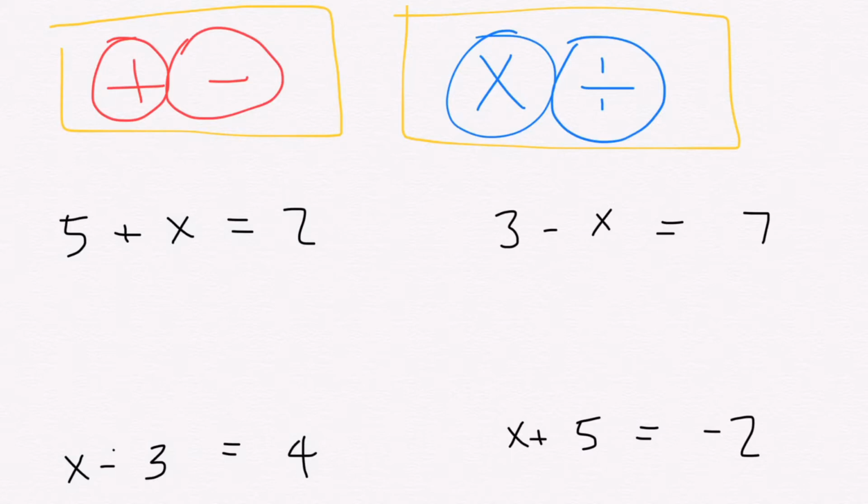So if we look at the first example, it says 5 plus x equals 2, and our goal here is to solve for x, right? In order to do that, we want to isolate the x. So you want to isolate the variable, which in this case is x. And keep in mind that it could be x, it could be y, it could be z, it could be literally any letter. So we call that letter a variable.